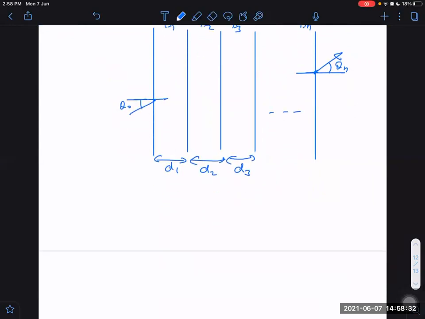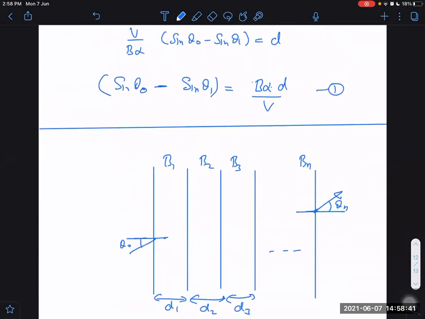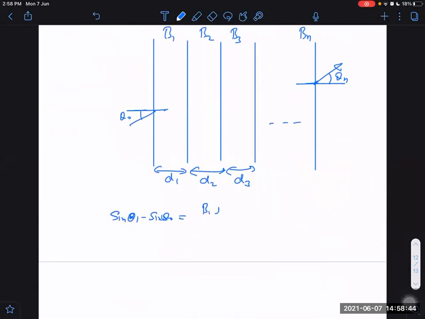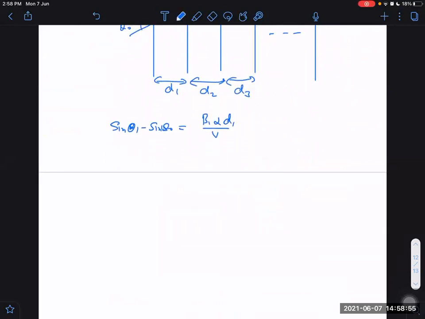So tell me now, what would be the relation? I can get a relation in a very simple way. Sin theta 1 minus sin theta naught would be equal to B1 alpha into d1 by v. The v will remain constant. I told you, v cannot change. Why can v not change? Because magnetic fields cannot do work, so kinetic energy cannot change. Similarly, sin theta 2 minus sin theta 1 will be equal to B2 alpha d2 by v, and so on.